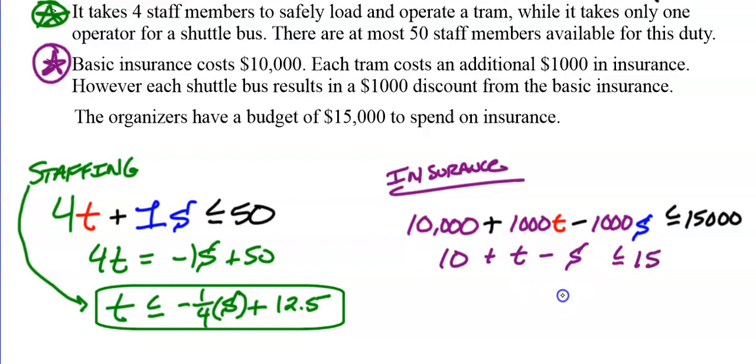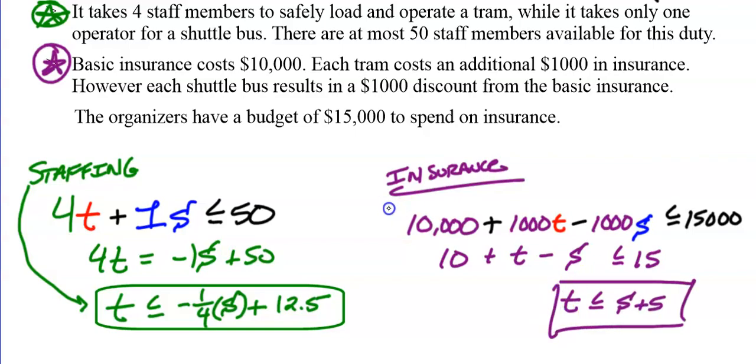We want this in terms of t, so we move everything over here and subtract it, and then we end up with t, the number of trams, has to be less than s plus 5. S plus 5. And that's our equation for the insurance.